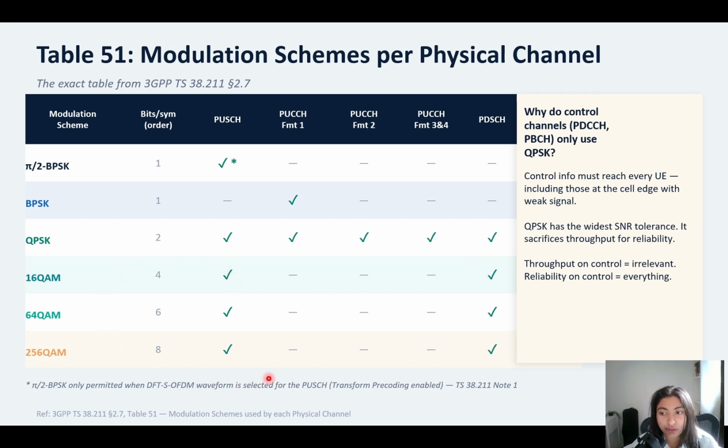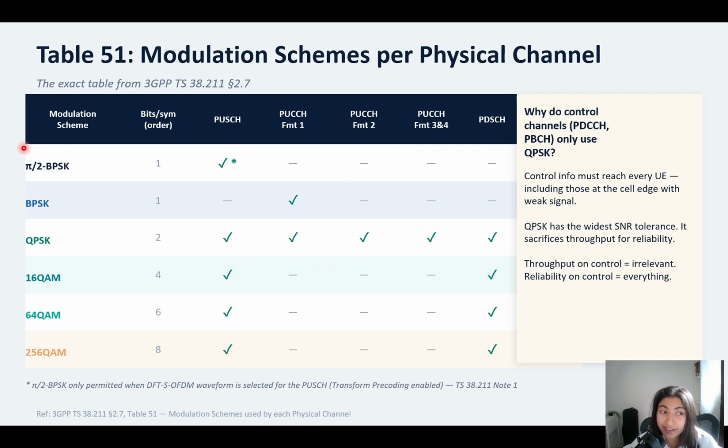Now look at the higher order schemes, 16 QAM, 64 QAM and 256 QAM. They only appear on the data channels, PUSCH and PDSCH. They never appear on control channels. But why? This is because data channels are scheduled to the UE only when the network knows the UE has a good enough signal for reception. Control channels must be received by every UE in the cell, including those at the cell edge.